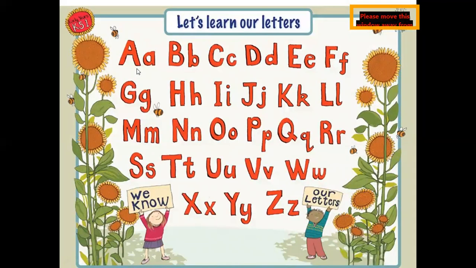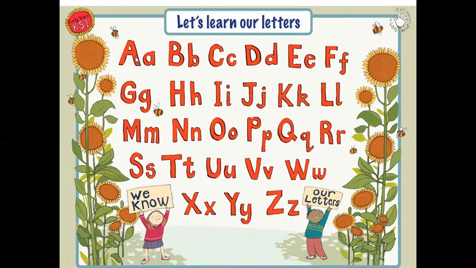First of all, we are going to revise the letters both in uppercase and lowercase. Then after that, we will start our actual lecture. What is this? A. This is capital letter A, and this one is small letter A. A is for apple. A is for ambulance. A is for ant.